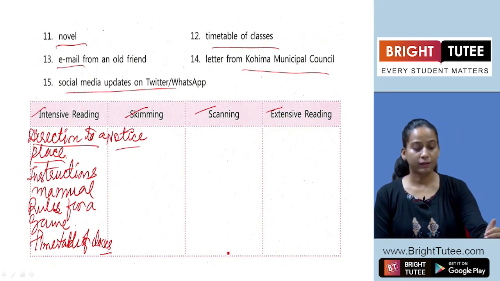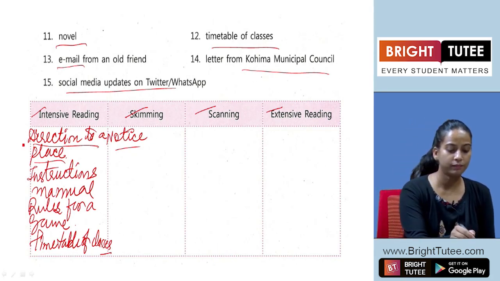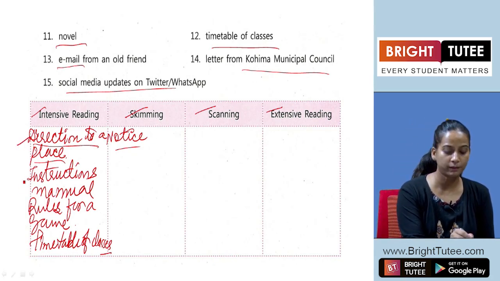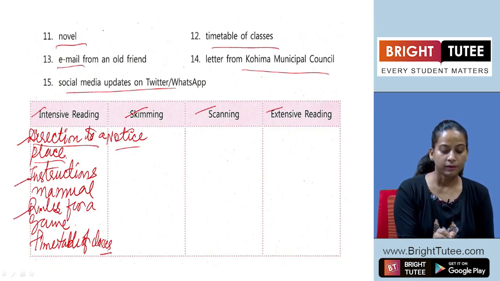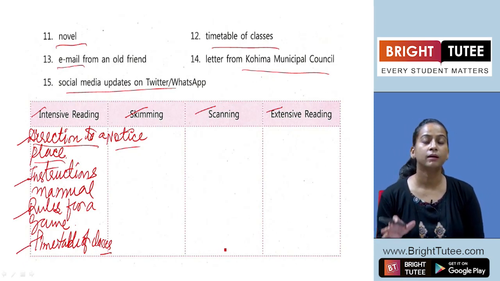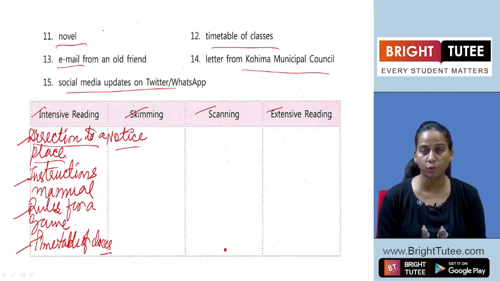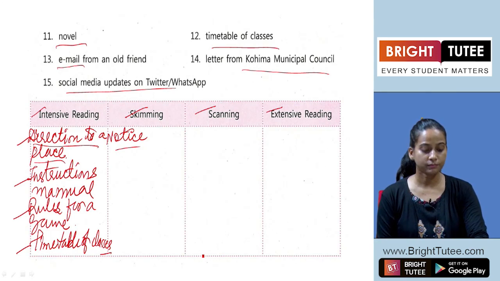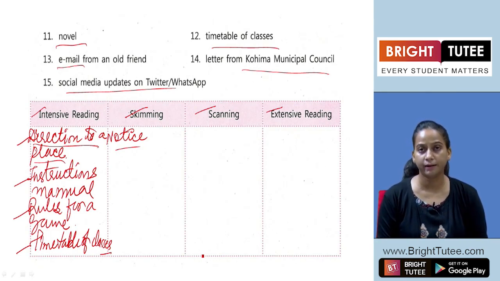Clear? You can see whatever we have taken here: direction to a place, instruction manuals, rules for a game, and timetable of classes. These are things which require full attention and focus to be understood. Clear? That's why we have taken all these in intensive reading.